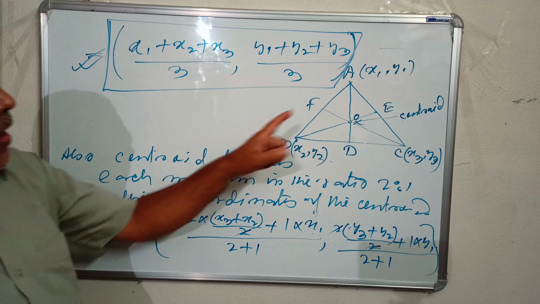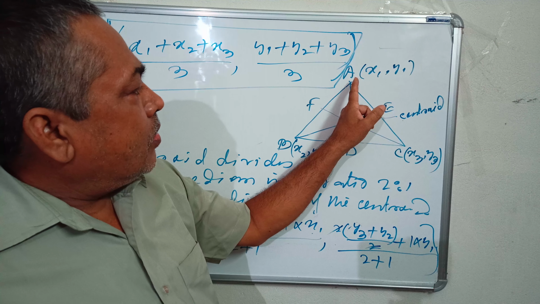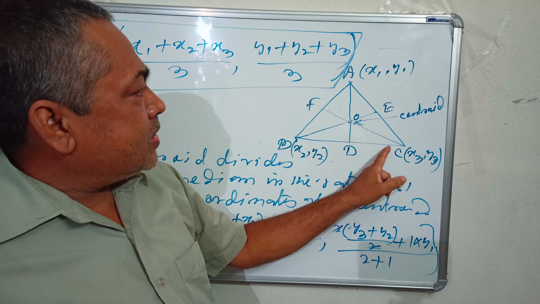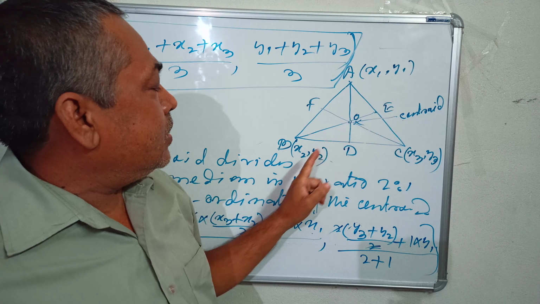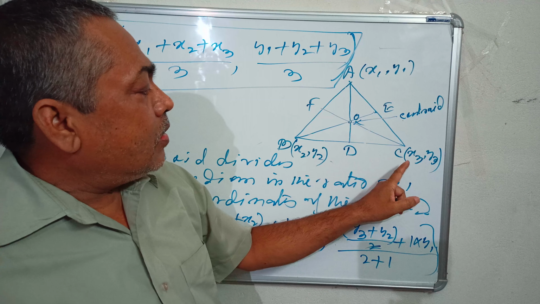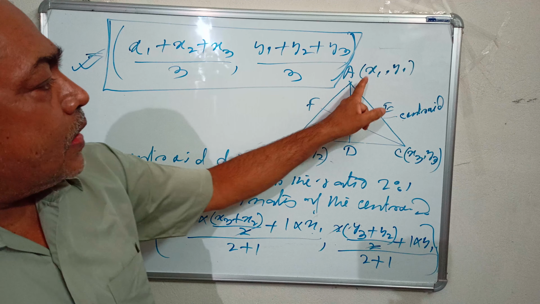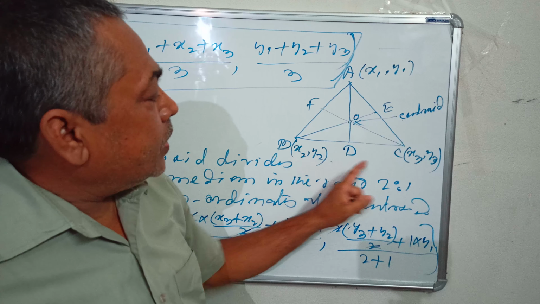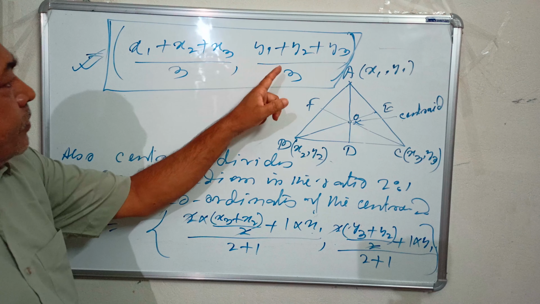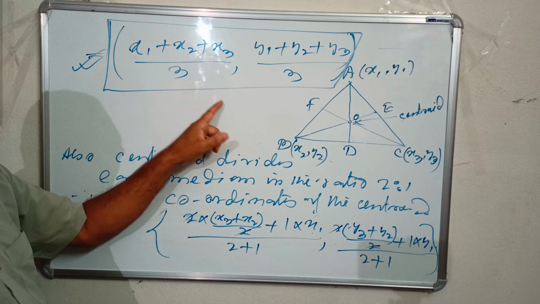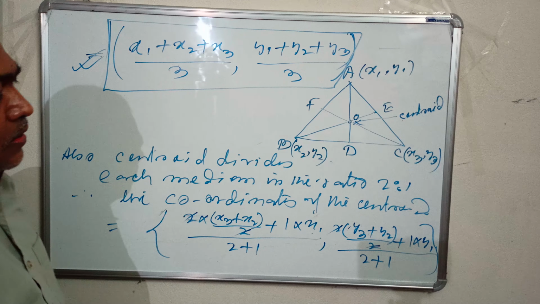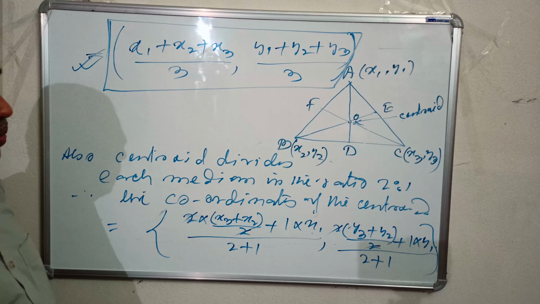That means if the coordinates of the three vertices are given to you, say (2, minus 3), (3, minus 5), (4, 7), you know the values of x1, y1, x2, y2, x3, y3. Put these values in this formula and directly you get the coordinates of the centroid. I hope you have understood.